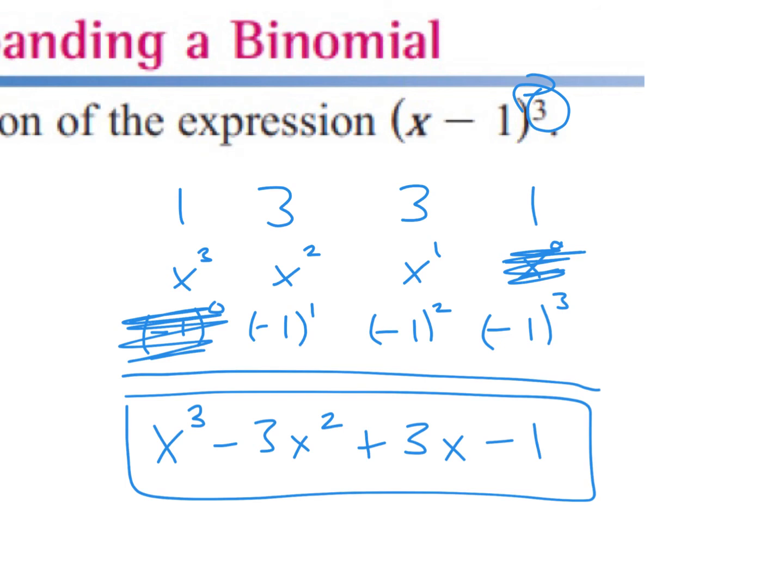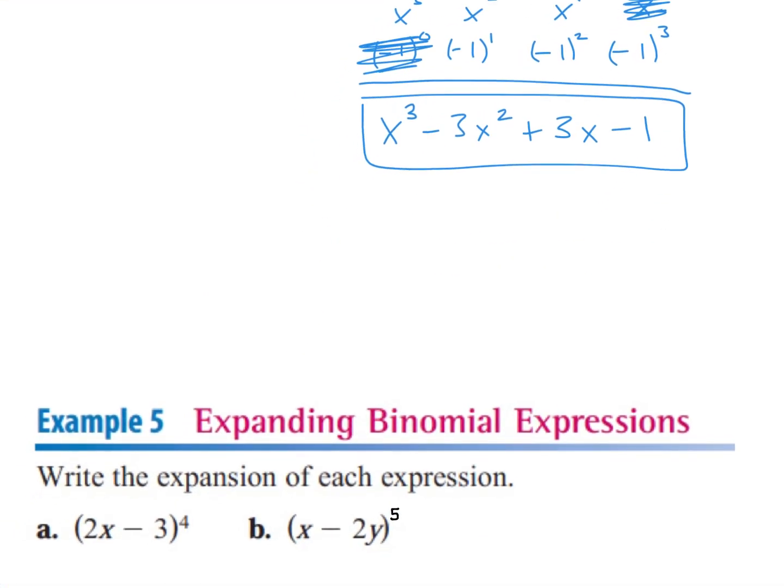Whenever you have a negative, so whenever your binomial is subtracting, your signs are always going to alternate. So you'll never have two negatives in a row. It's always going to go plus, minus, and just keep going. Alright, let's look at example 5a.